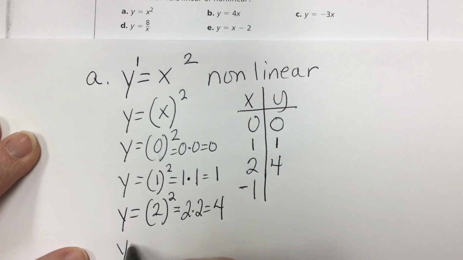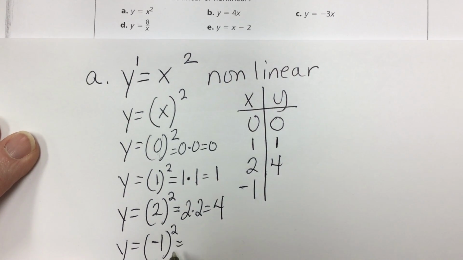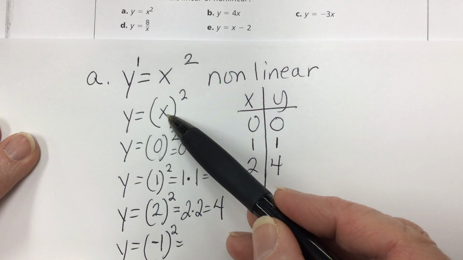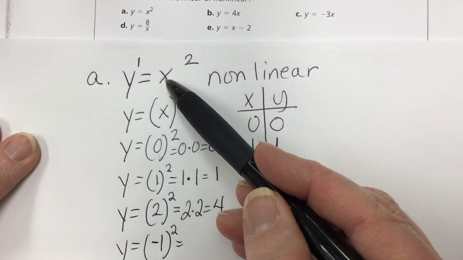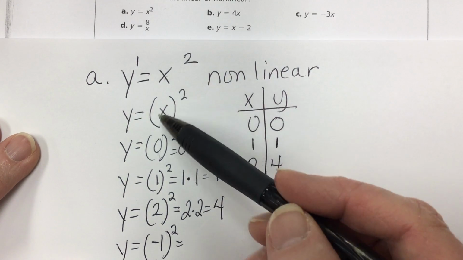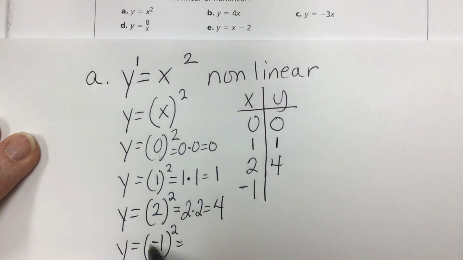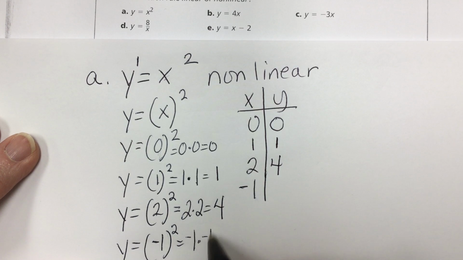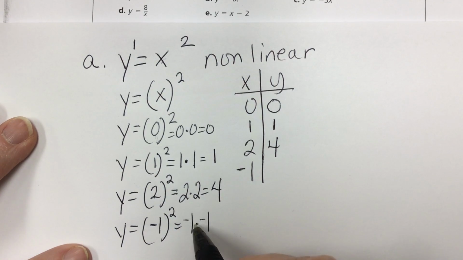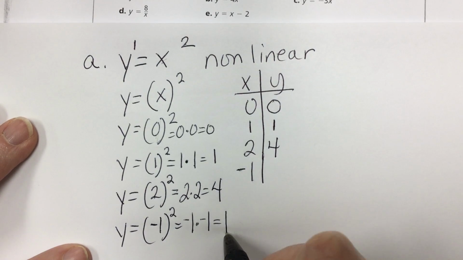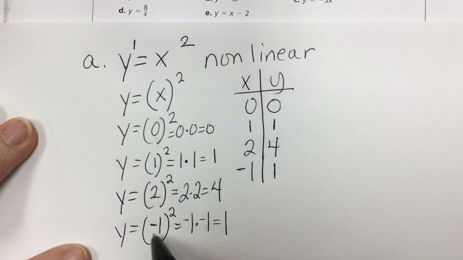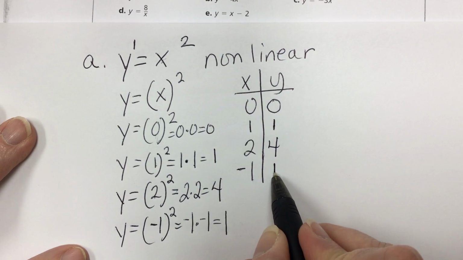Now let's plug in negative 1. If I plug in negative 1 for x, I'm plugging it into the original problem with parentheses around it. Anytime you have a variable raised to a power, it's parentheses. So negative 1 squared is negative 1 times negative 1. You're squaring both the number and the sign. Negative 1 times negative 1 gives you positive 1. So when x was negative 1, y was positive 1.